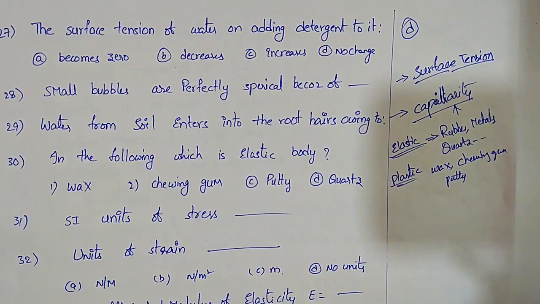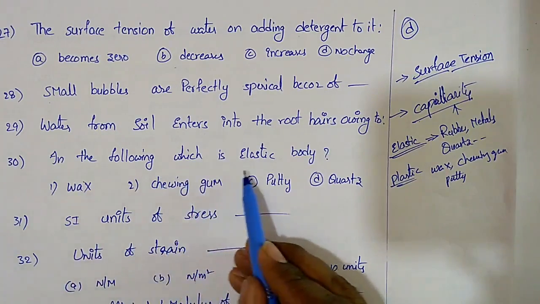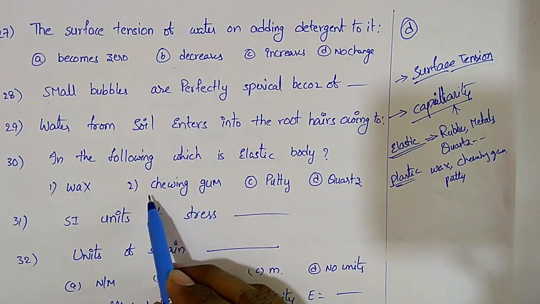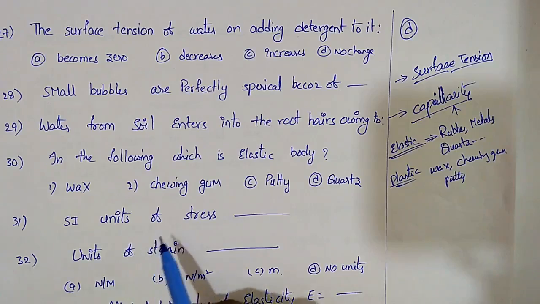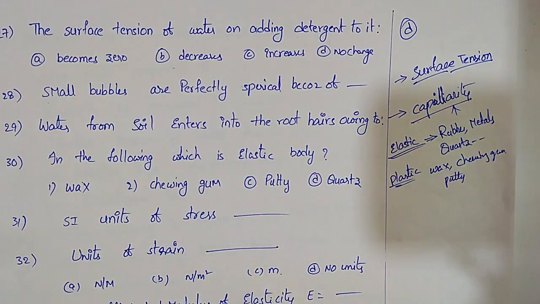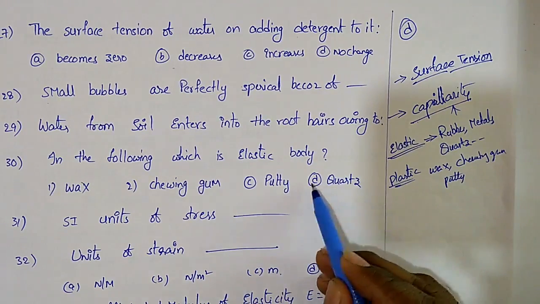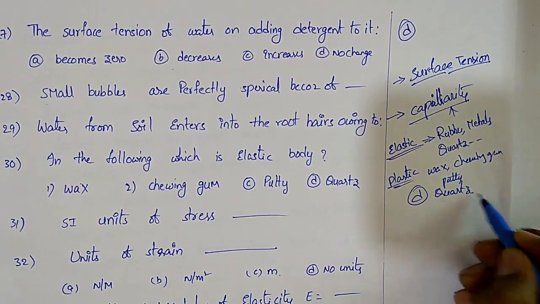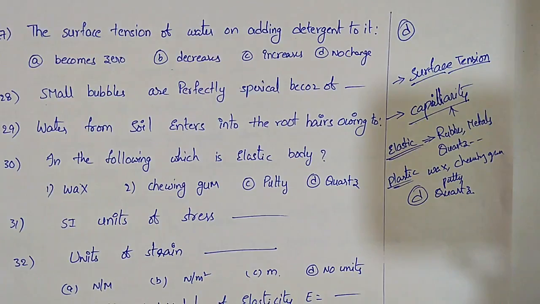These are non-elastic bodies. Here the question is, which is an elastic body? Wax is a non-elastic body. Chewing gum is also not an elastic body. Putty is also not an elastic body. So quartz is the elastic body. So the answer is D, quartz.